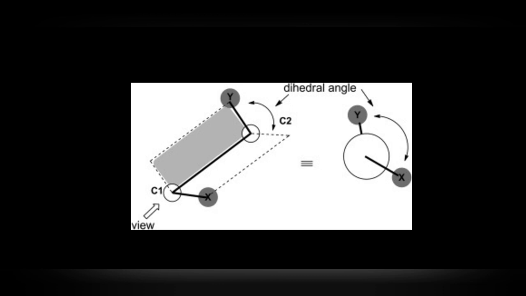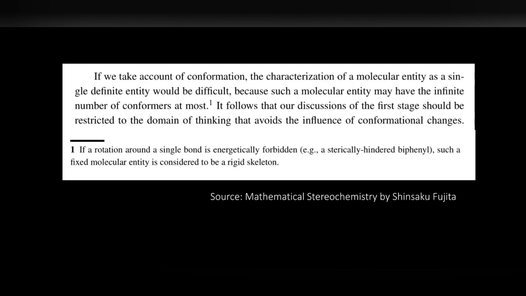Differences in torsional angles result in conformational isomers. It turns out that to reduce the complexity of the problems, we ignore the conformers. Generally, whenever questions ask to calculate stereoisomers or compare two stereoisomers as enantiomers or diastereomers, it is implied that they are talking about configurational isomers and not conformational isomers.